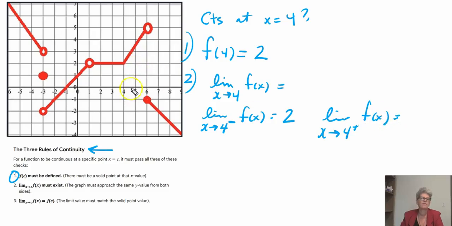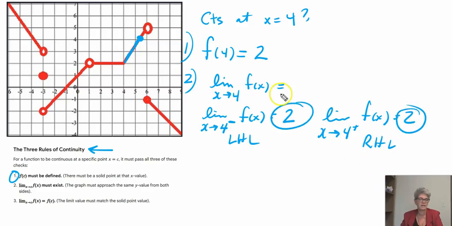So if I'm on the graph, here's x equals 4. If I'm on the graph and let's start here, and I'm approaching x equals 4 from the right, what are those y-coordinates approaching? Those y-coordinates are approaching 2. Now, my left-hand limit and my right-hand limit are the same. Therefore, the limit exists and it is equal to 2. So this second part is satisfied.